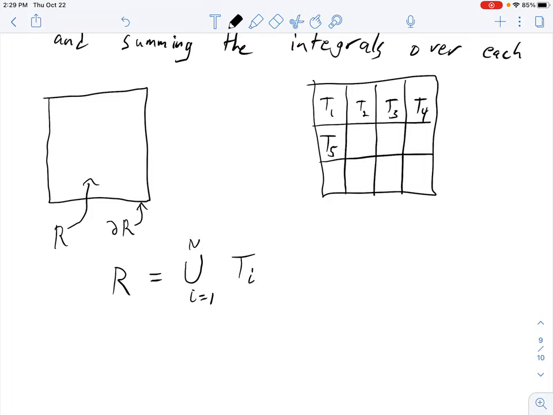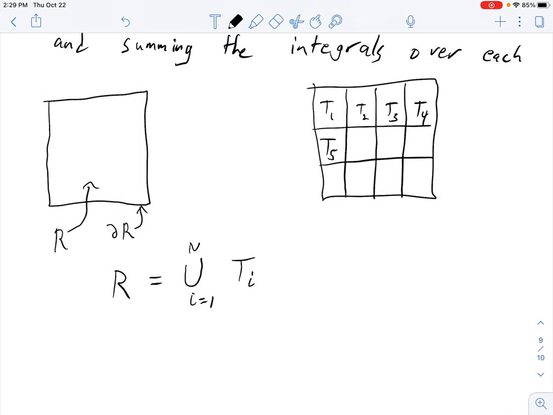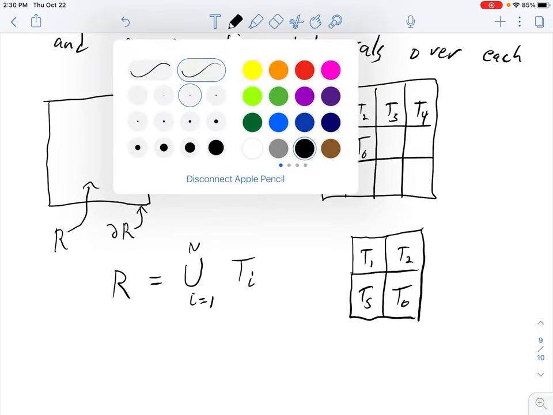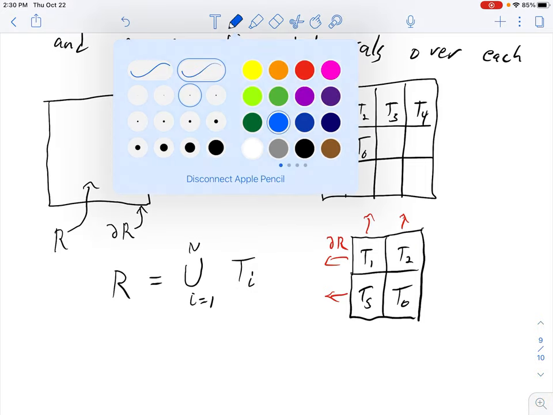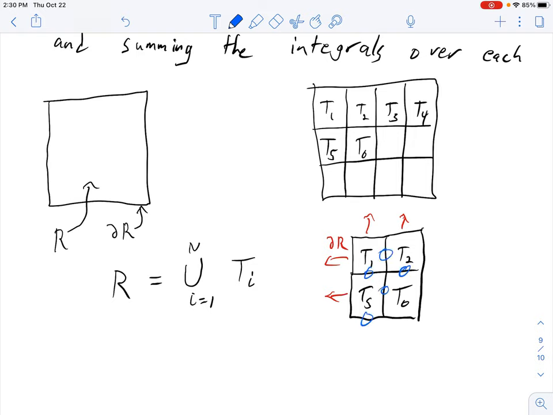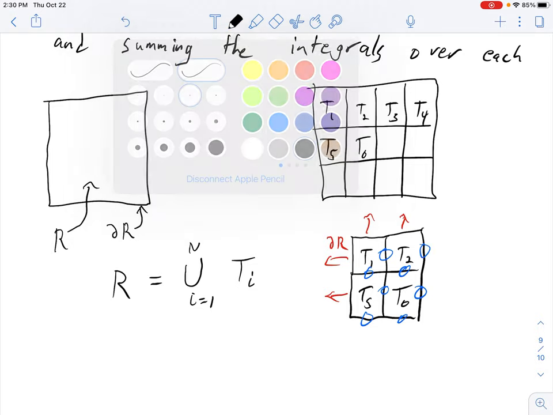All right. Well, if we look at, say, T1 and T2, yeah, we'll draw those four, actually. Then, you know, these faces here are all on the boundary of R, they're on the actual boundary of R, whereas these are all interior faces. Whoopsies.